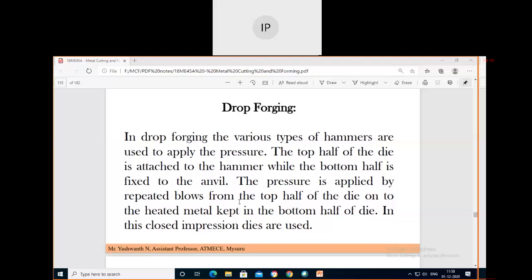The pressure is applied by repeated blows from the top half of the die. Here the top die is only moving, and the bottom die is in a stationary position. The heated metal is kept in the bottom half of the die. In this, closed impression dies are used. This is nothing but drop forging.